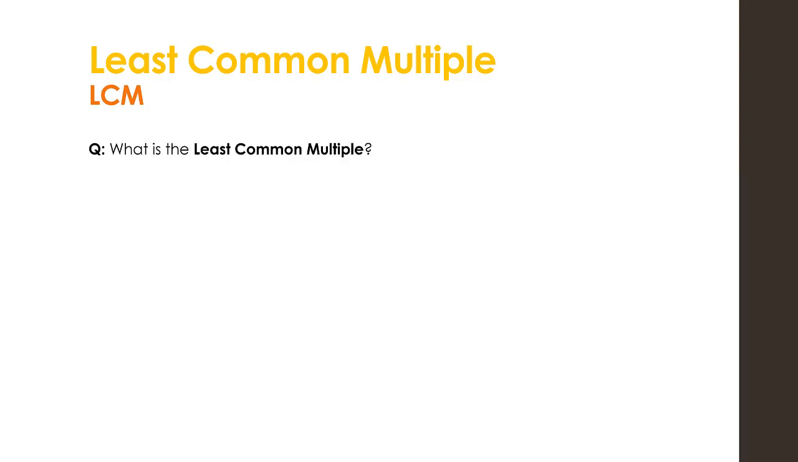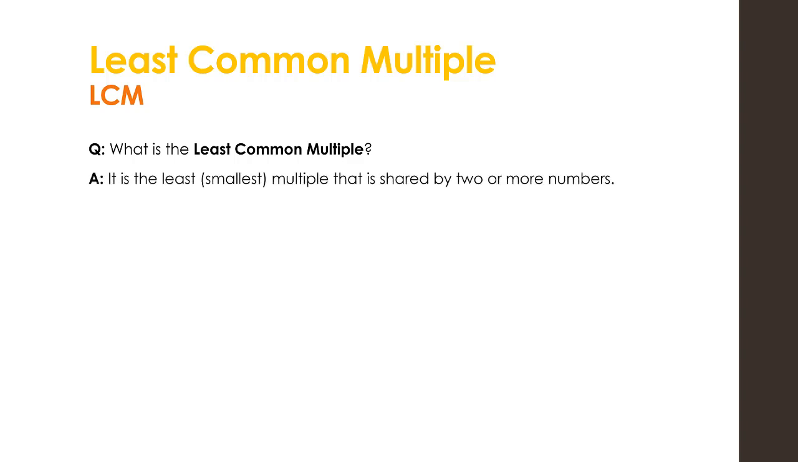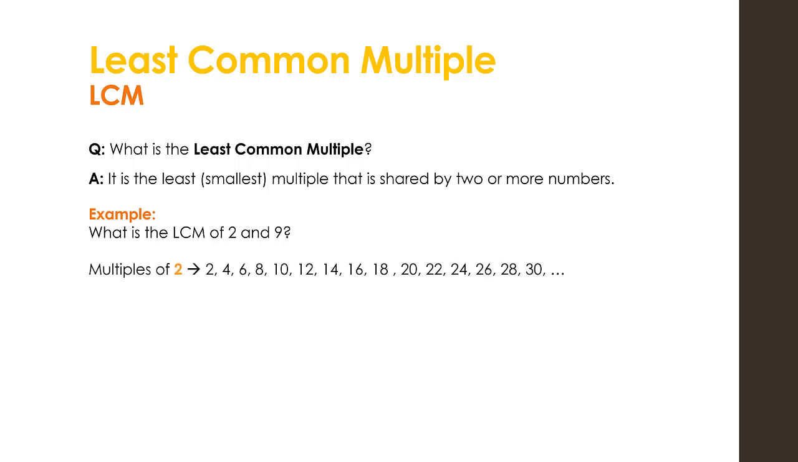Now, what is the least common multiple? The least common multiple is the smallest multiple that is shared by 2 or more numbers. For example, let's see how to find the least common multiple of 2 and 9. One way to find it is to make a list of the multiples of each number. Let's start with the multiples of 2. The multiples of 2 are 2, 4, 6, 8, 10, 12, 14, 16, and we can continue with more multiples.